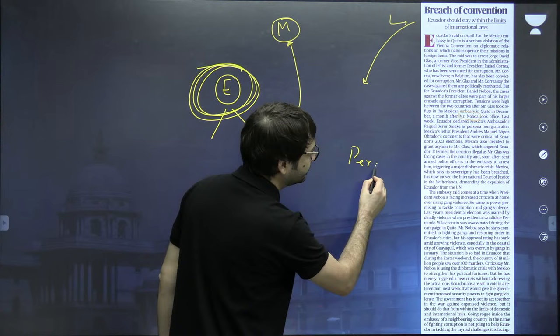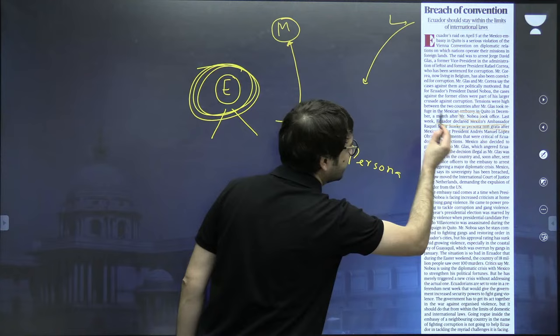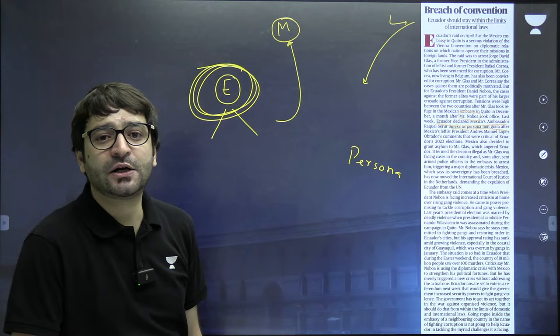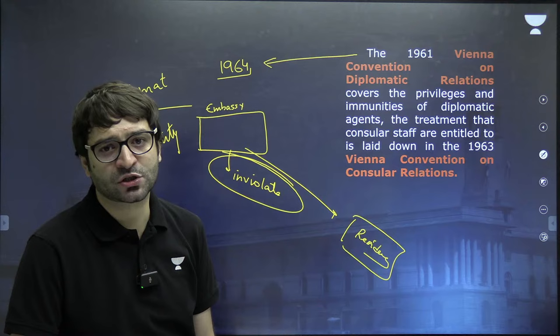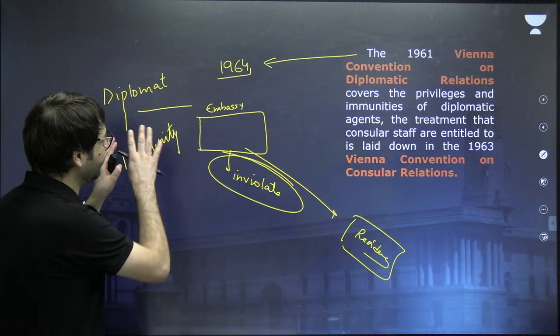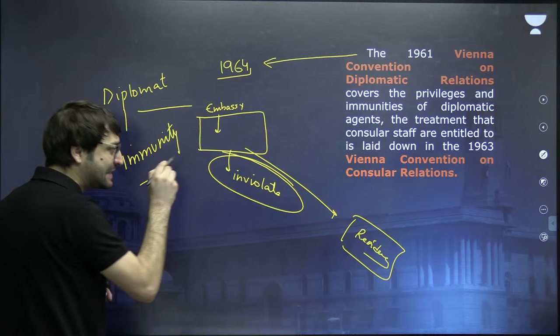For example, Ecuador declared Mexico's ambassador as persona non grata. Why? Because Mexico commented on the freeness and fairness of the elections in Ecuador. And what do we mean by persona non grata? A specific time period is provided to you, and within that time period, you have to leave the host country. Otherwise, you can be arrested. But those diplomats, listen to me carefully, those diplomats who are posted at the embassy, they enjoy complete immunity.